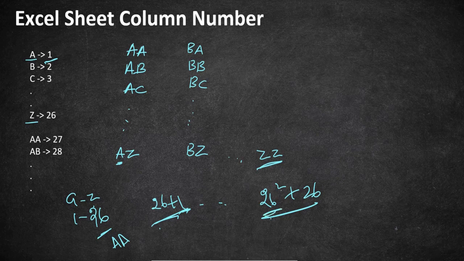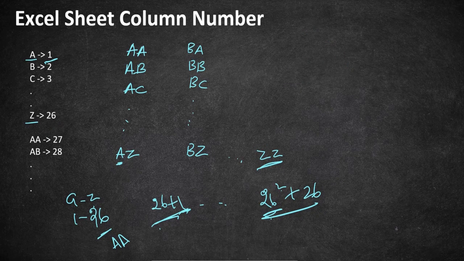This 26 square comes from the fact that every alphabet has to combine with every other alphabet. For example, A should be combined with A, B, C till Z. Same way, B should be combined with A, B, C till Z, and so on. So that will give us 26 square numbers, and this 26 comes from the Z here because Z is holding the value 26. So that is what we are going to add here. Same way, AAA will be the next number after ZZ, which will be 26 square plus 26 plus 1.